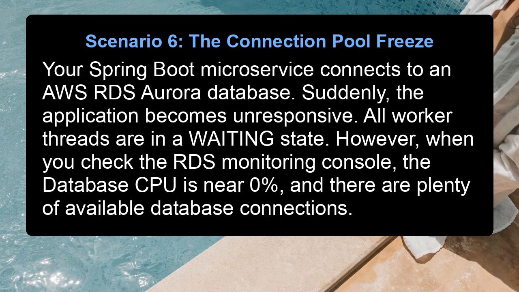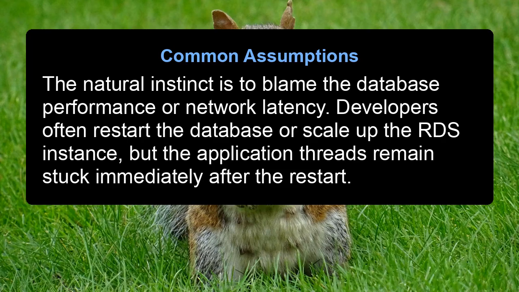Scenario 6, the connection pool freeze. Your Spring Boot microservice connects to an AWS RDS Aurora database. Suddenly, the application becomes unresponsive. All worker threads are in a waiting state. However, when you check the RDS monitoring console, the database CPU is near 0%, and there are plenty of available database connections.